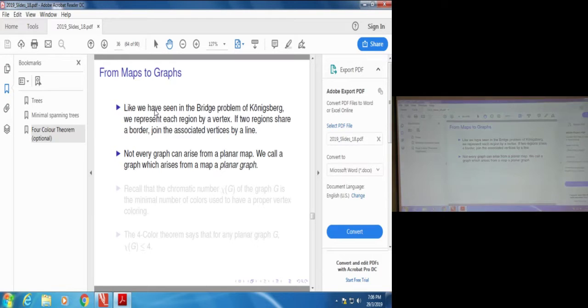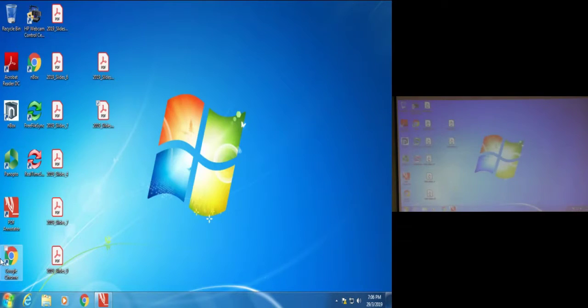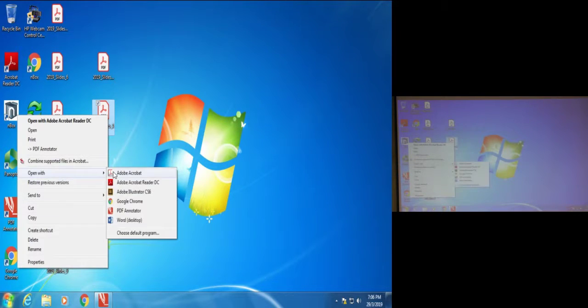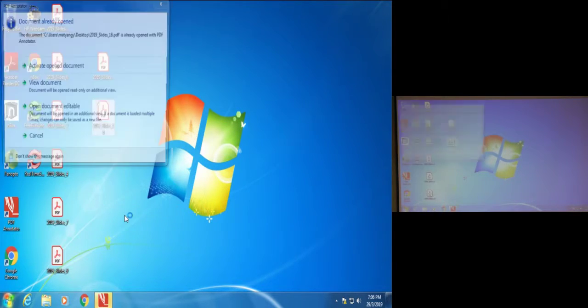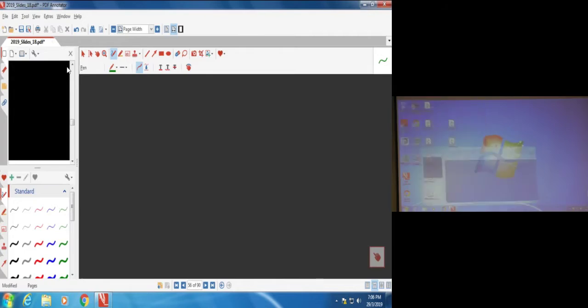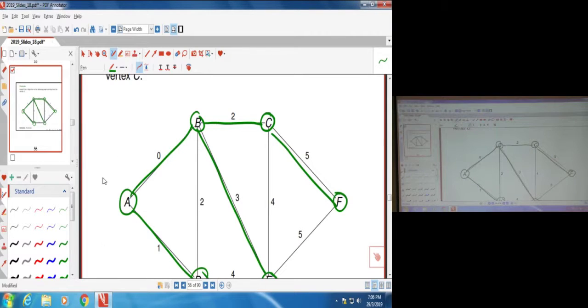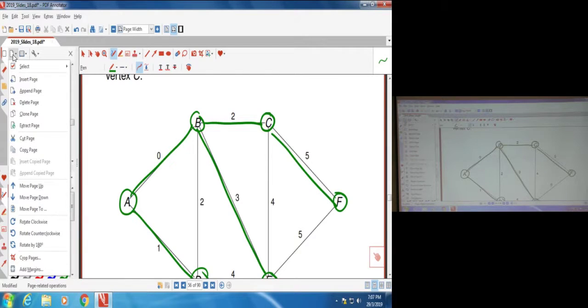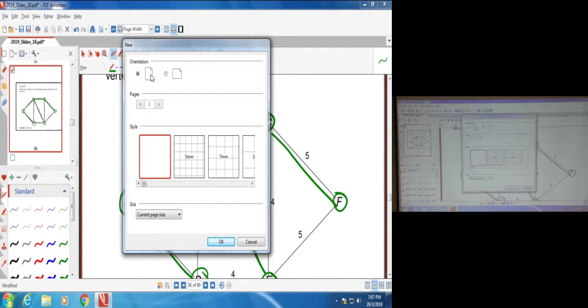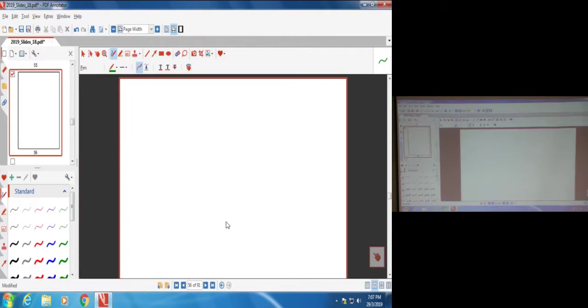Let's try this annotator again. Activate. Okay, so how to have an empty page? Come on, I just want to have a page. Oh, good. Okay.